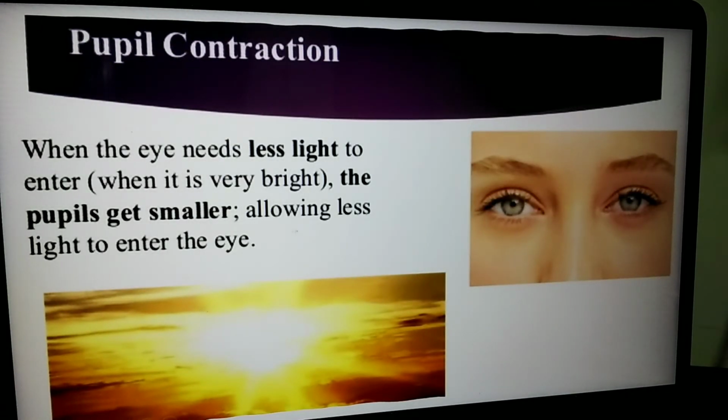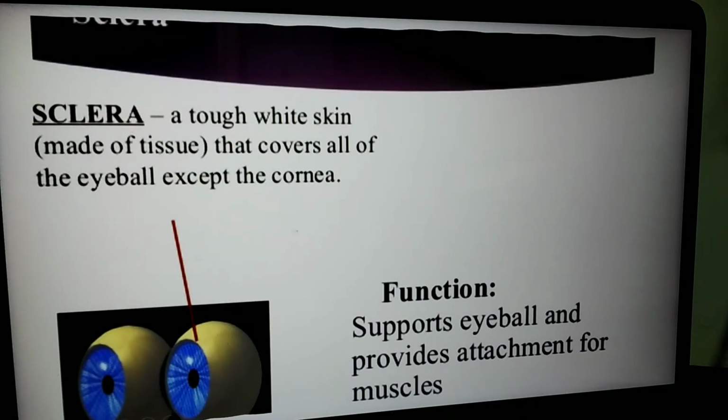Pupil contraction. When the eye needs less light to enter, that is when it is in a very bright area, the pupil gets smaller, allowing less light to enter the eye. Sclera, a tough white skin made of tissue that covers all of the eyeball except the cornea. Its function is to support the eyeball and provide attachment for the muscles.